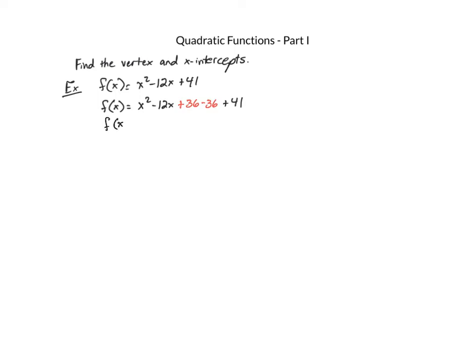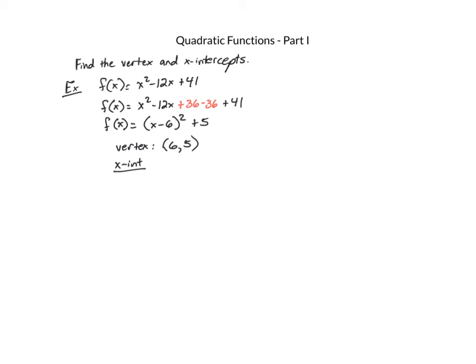Our next line will be f of x equals x minus 6 squared. And we do the arithmetic with negative 36 plus 41, and we have plus 5. So our vertex will be positive 6, positive 5. Let's find our x-intercepts. It doesn't look like this expression right here is factorable, so I'm going to set y equal to 0 right here, or in this case again, f of x equal to 0.